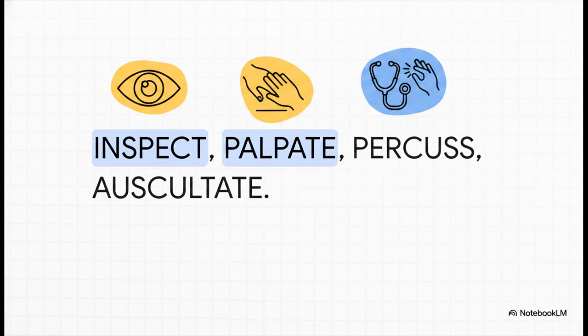Think of it like this. We look first for visual clues. Then we feel for texture or any masses. Next, we tap to understand the underlying density. And finally, we listen with our stethoscope. Following this specific sequence is super important because it prevents us from artificially altering the physical findings before we've actually had a chance to properly assess them.